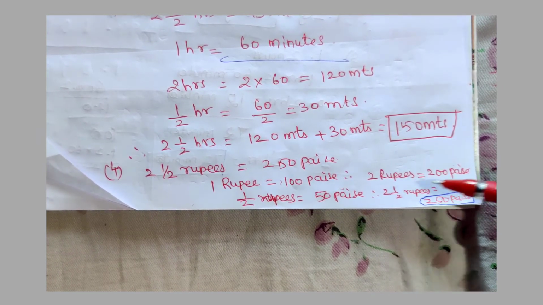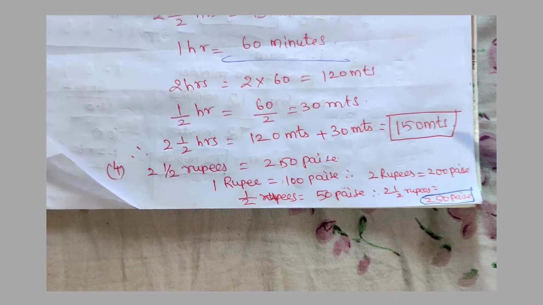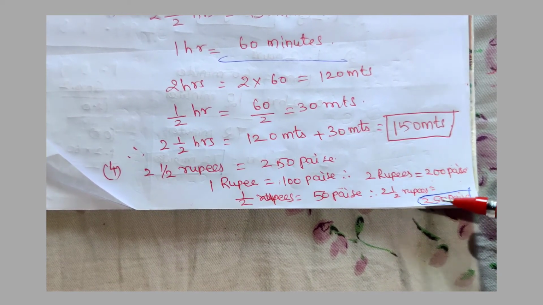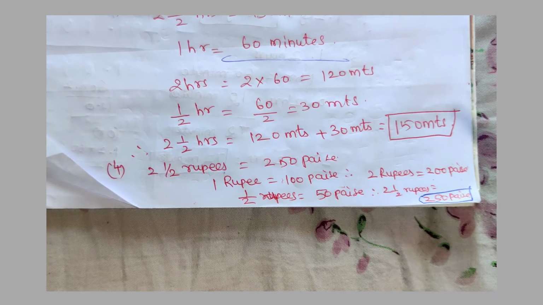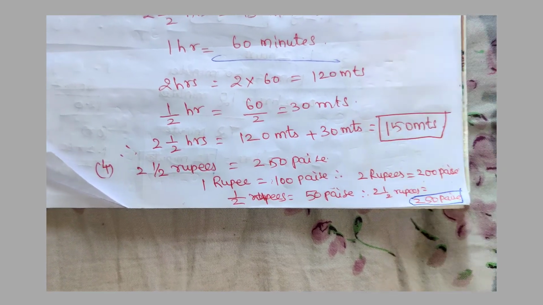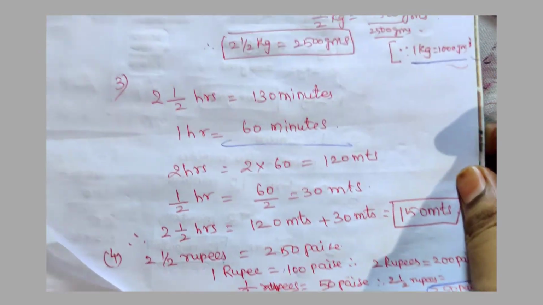So 2.5 rupees means 2 rupees 50 paise. So you can write it as 250 paise: 200 paise plus 50 paise, that is 250 paise. So this last option is also correct, but the third option is wrong.